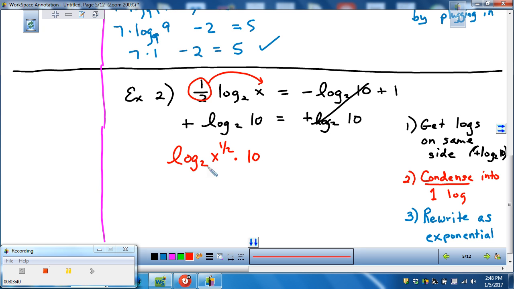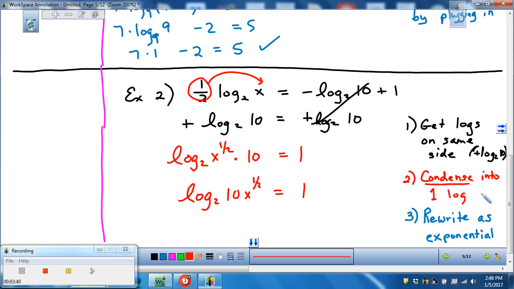Now I don't like it in this order, so I'm going to rearrange that to log base 2 of 10x to the 1/2. And on the other side, I've got that equal to 1. Okay, so we've condensed it into 1 log. Again, it's times 10 because it was addition, so that meant we were using the product property.